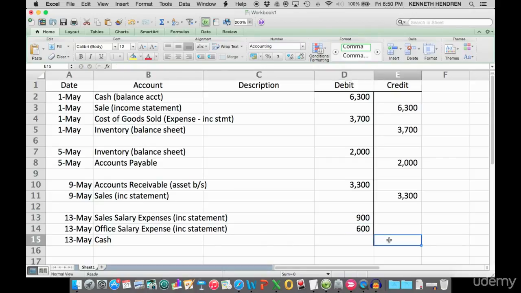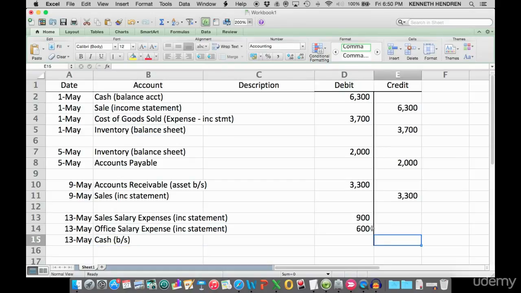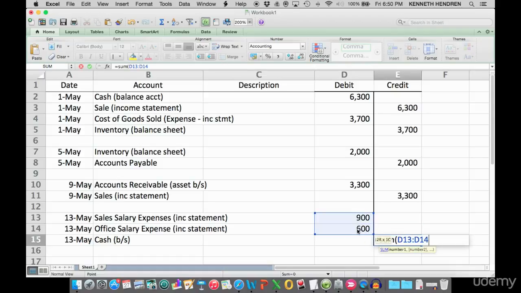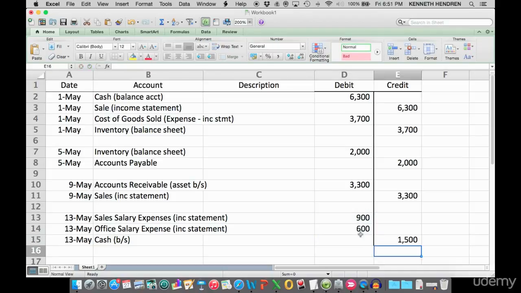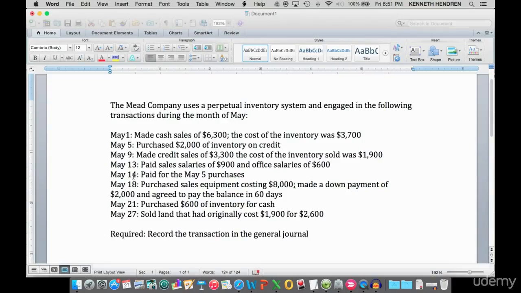And our reduction in cash, which is on the balance sheet, I'll put that on there, is the sum of $900 and $600. So instead of doing some math on a calculator, I'm going to use Excel to do my adding for me. So I have equals sum, open parentheses, and then highlight those two cells, close parentheses, and I have 1,500. Okay. And that's that entry.